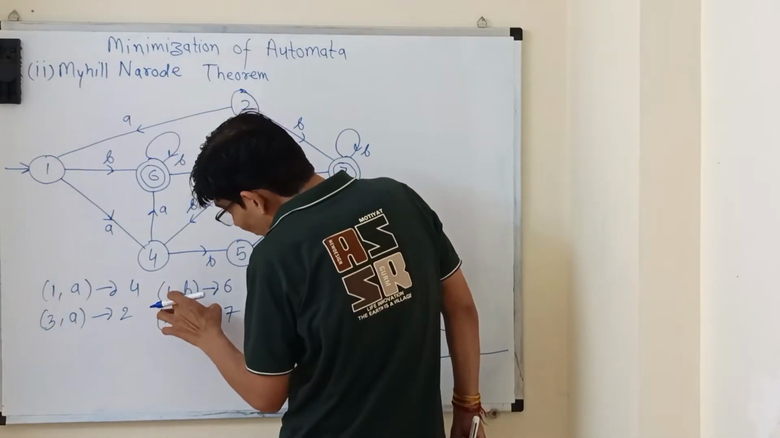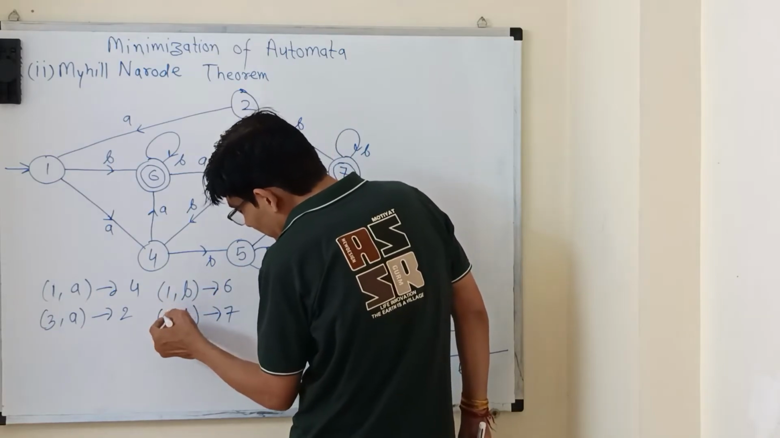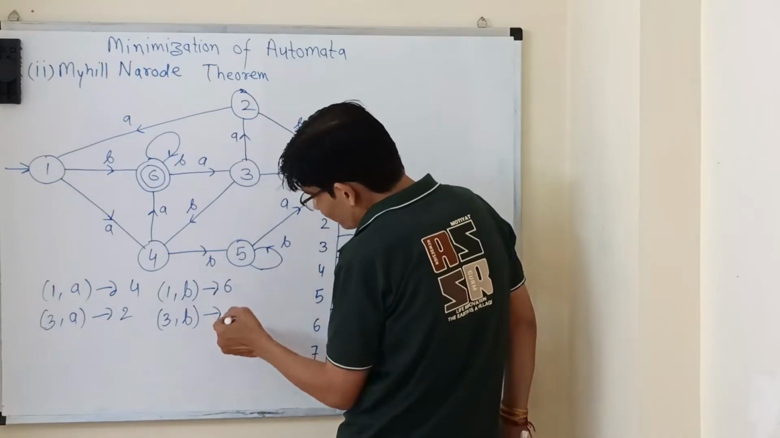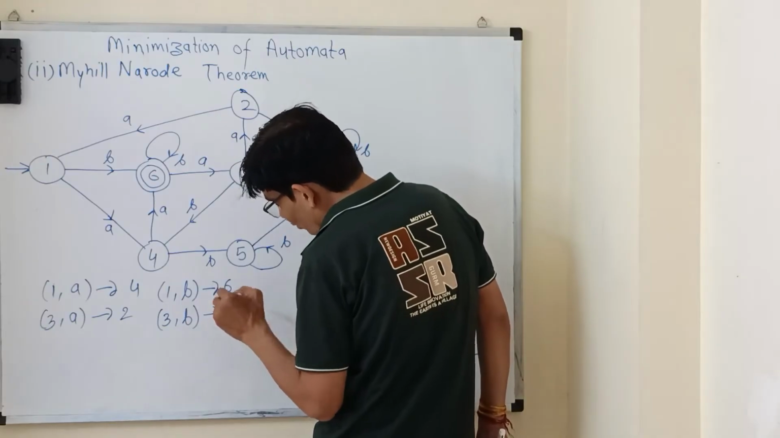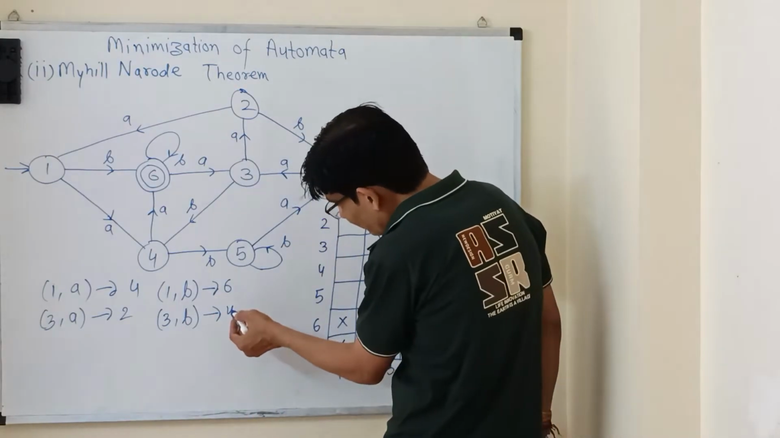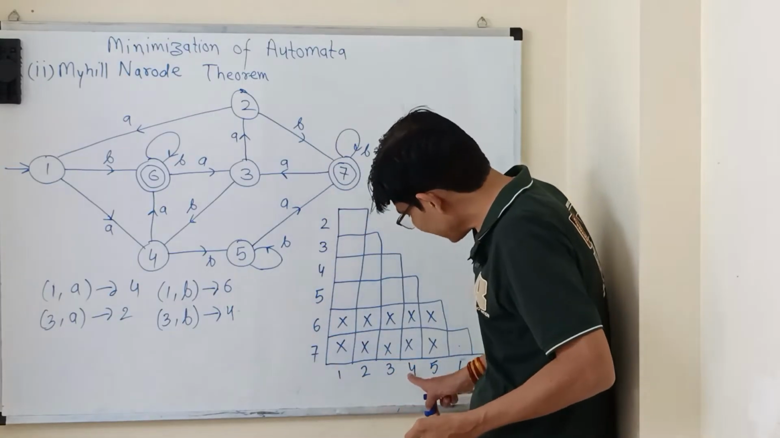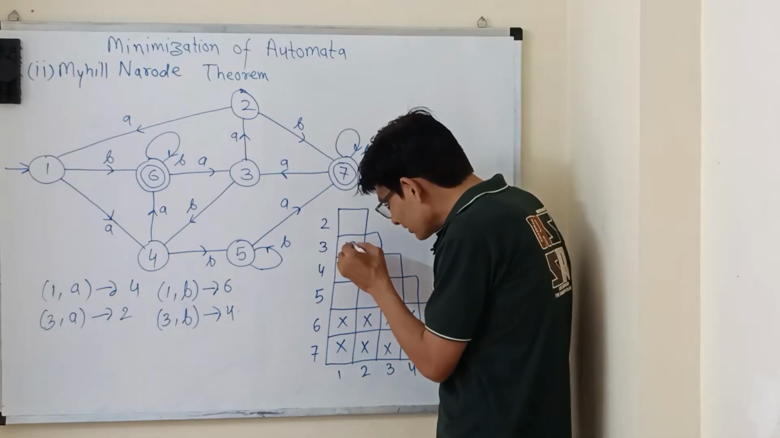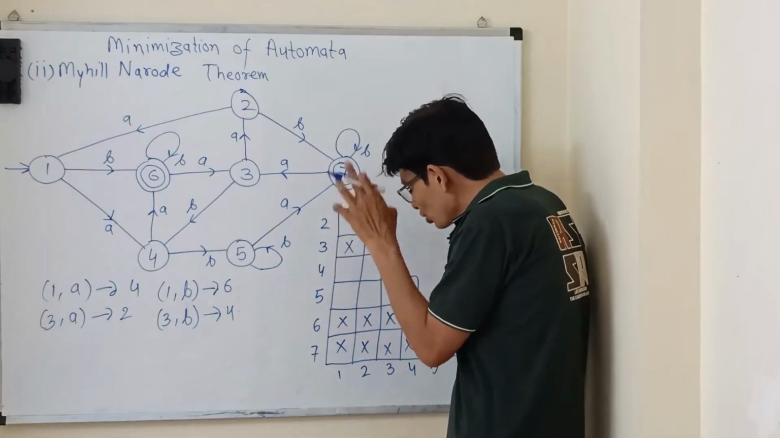Now on 1, if we are applying B, we are moving to 6. And on 3, if we are applying B, we are moving to 4. Now please check whether we have put any cross between 4 and 6. So 4 and 6, we have already put the cross. So we can put a cross here. Now this new cross we have put.